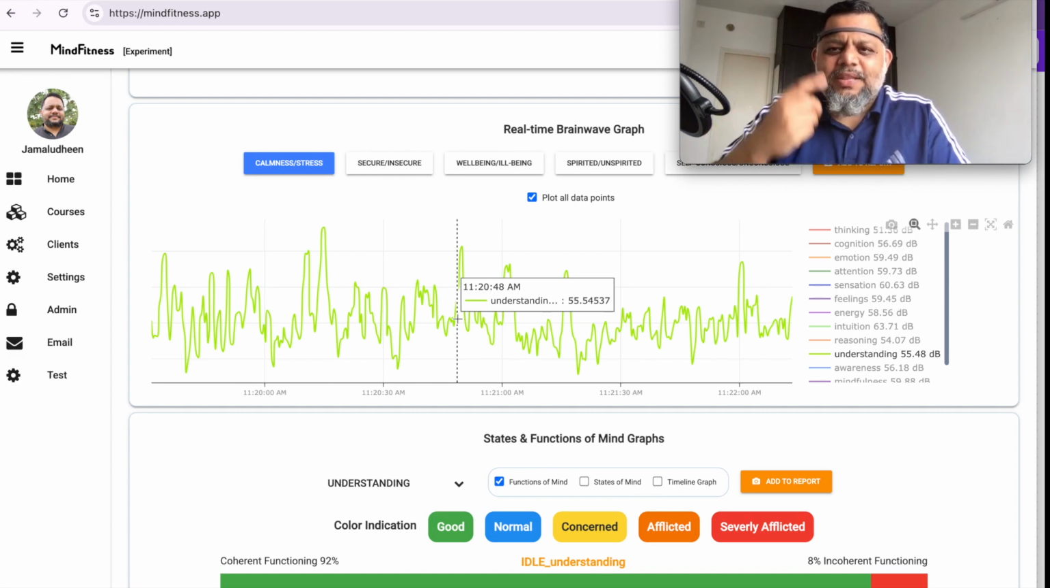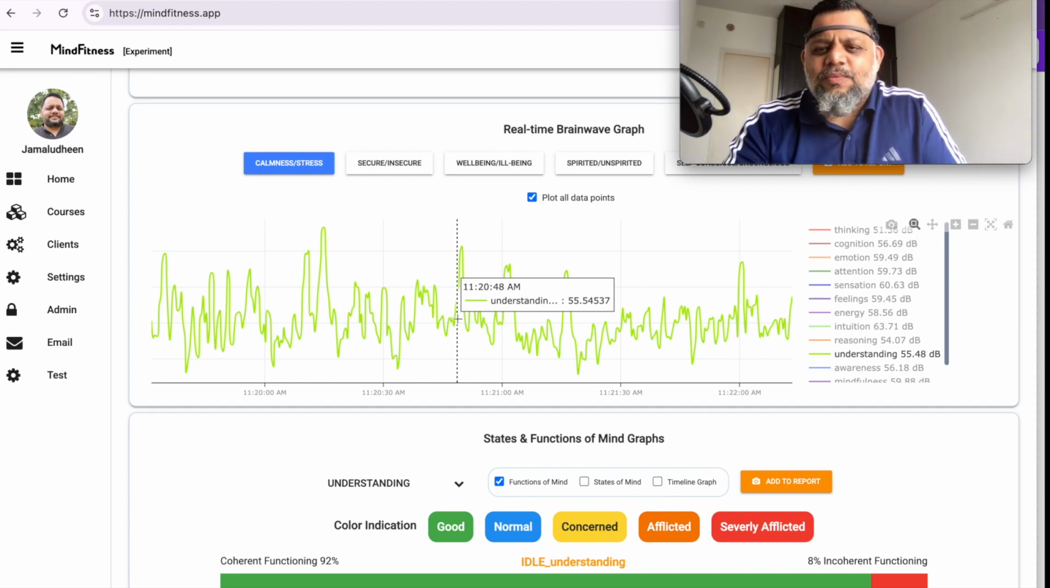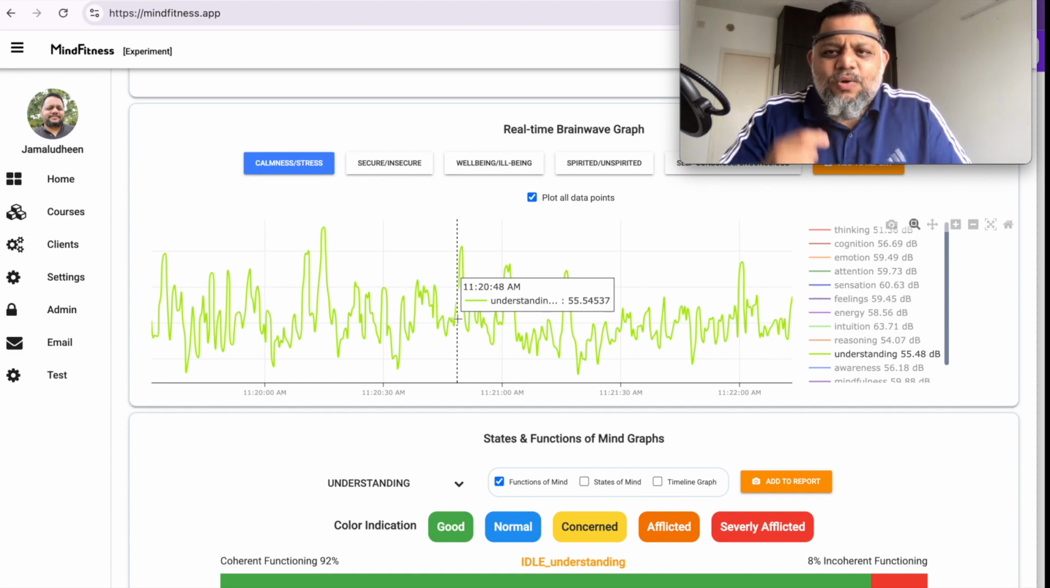That is what is happening in microseconds in the mind, and that is exactly what is visible in the brain waves as well. So how we use the frequency associated with understanding is what gives us a hint of how the process of understanding is working in the mind.